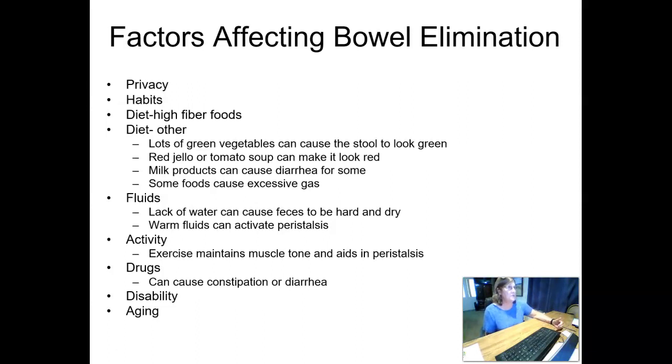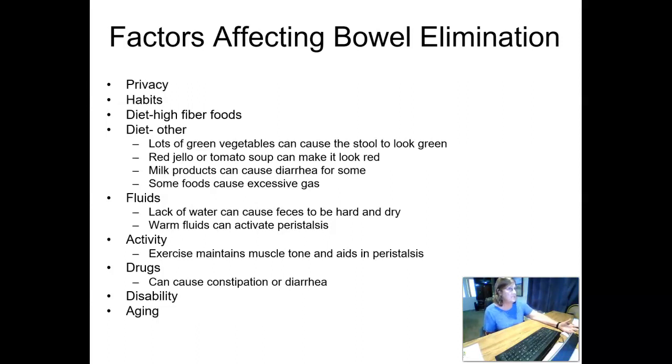High fiber foods are very good for helping bowel elimination. And fiber is not a nutrient. Fiber is the part of the fruits and the vegetables and the grains that your body cannot digest, cannot utilize. But what it does is it helps things move through the gut so they don't sit overly long in the intestines where more water reabsorption could be happening.